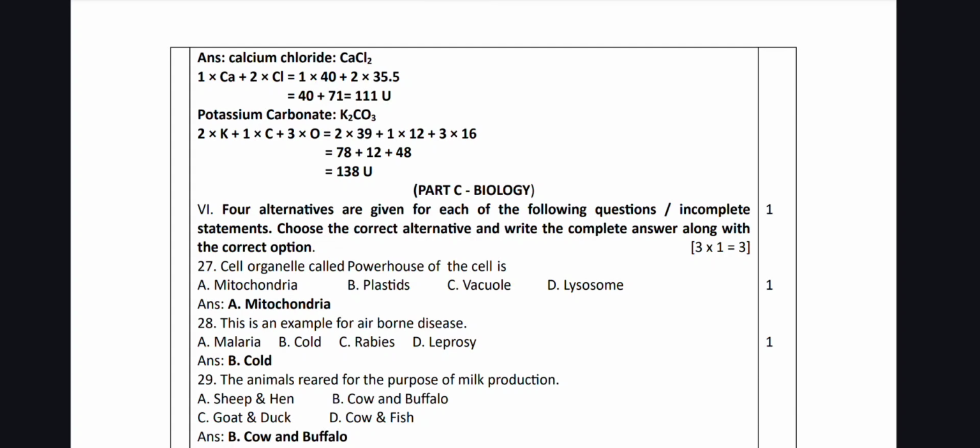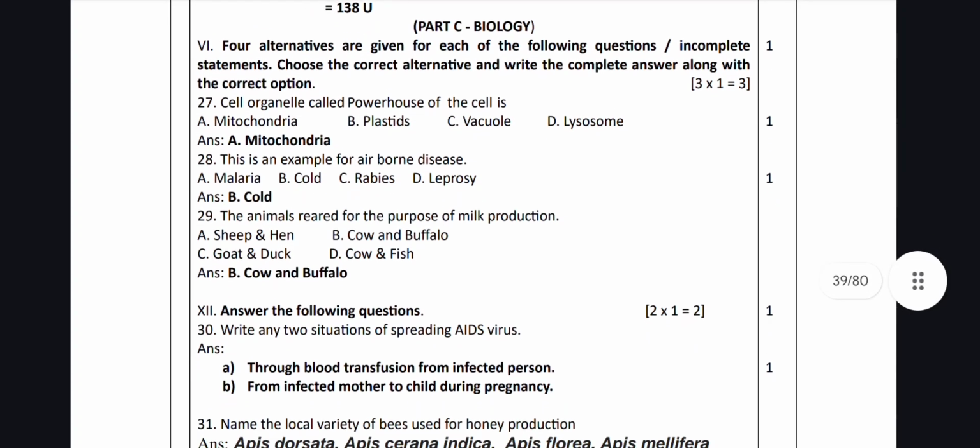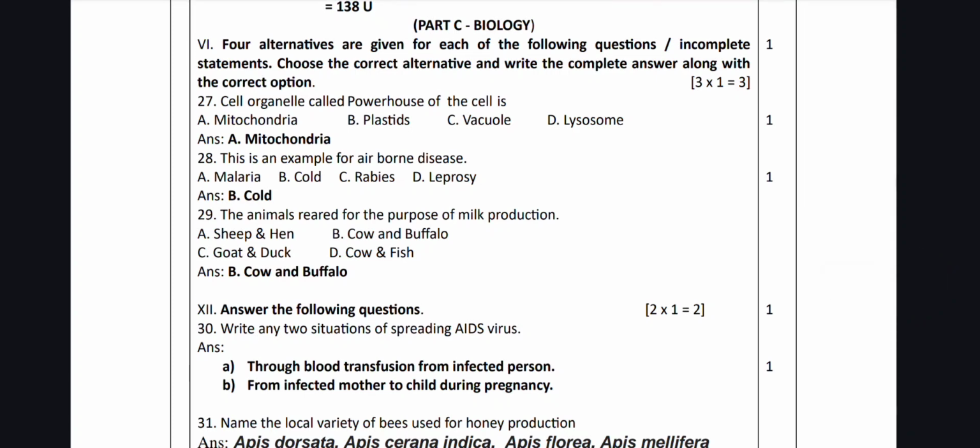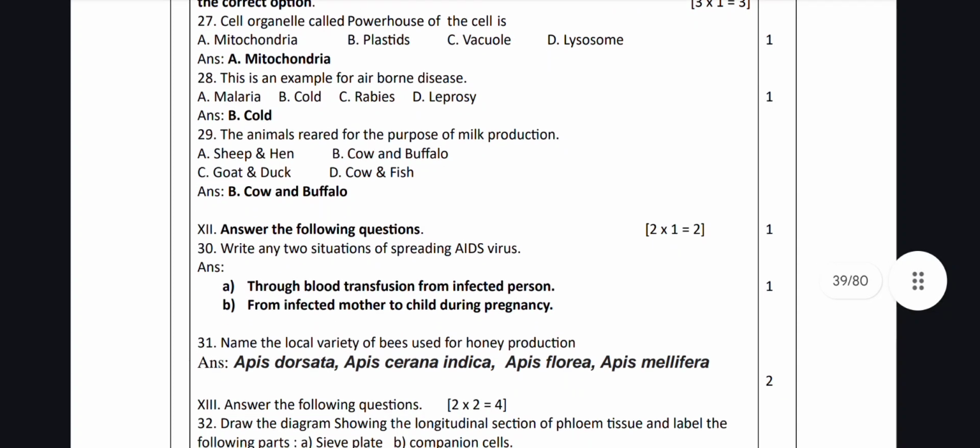Potassium carbonate, K2CO3: 2 into K plus 1 into C plus 3 into oxygen, which is equal to 2 into 39 plus 1 into 12 plus 3 into 16. When we calculate, we get 138 u. Part C, biology coming on. The cell organelle called the powerhouse of the cell is it mitochondria, plastids, vacuole, or lysosomes? It is mitochondria.